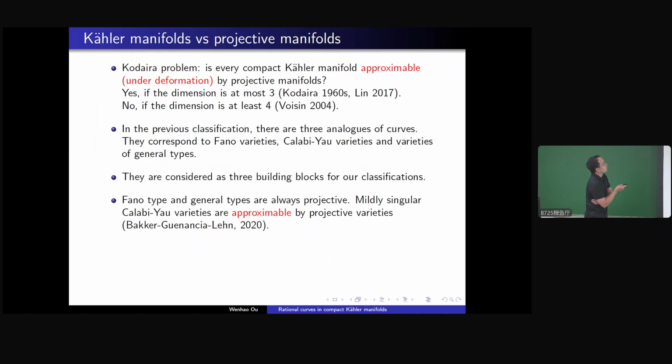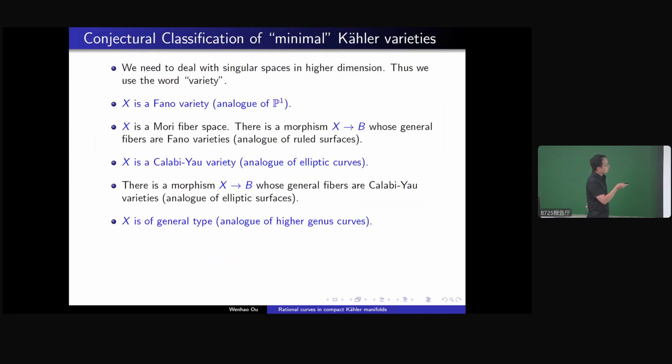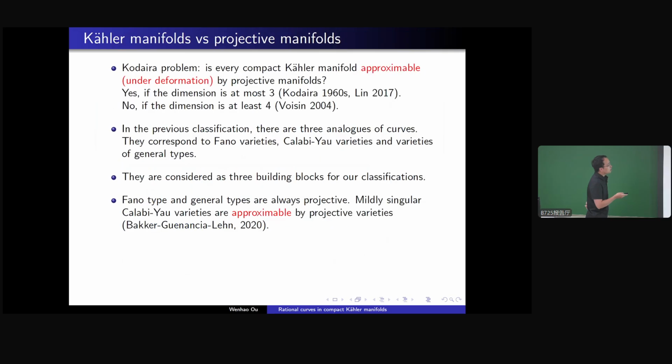So the Cordella problem has a negative answer in general in higher dimension. It says that in higher dimension, projective manifolds are relatively rare among Kaehler manifolds. However, if we look at the previous, very conjectural classification for these minimal varieties, we see that there are 3 blue analogs of curves, and they are Fano varieties, Calabi-Yau varieties, and varieties of general type. They are also often called the 3 building blocks for this birational classification.